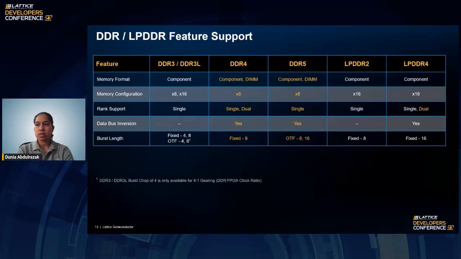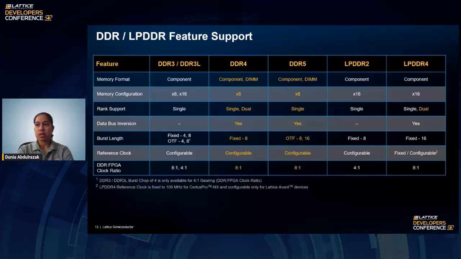Data bus inversion is supported in DDR4, DDR5, and LPDDR4, where on-the-fly burst lengths are supported only for DDR3, DDR3L, and DDR5. All other protocols support fixed burst lengths, including DDR3 and DDR3L, which supports both on-the-fly and fixed.